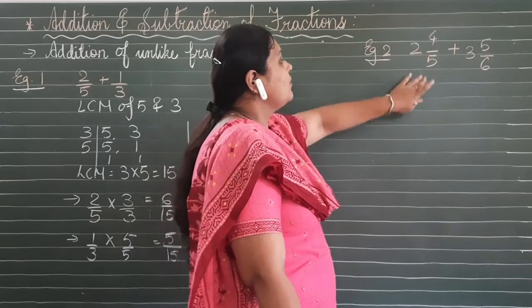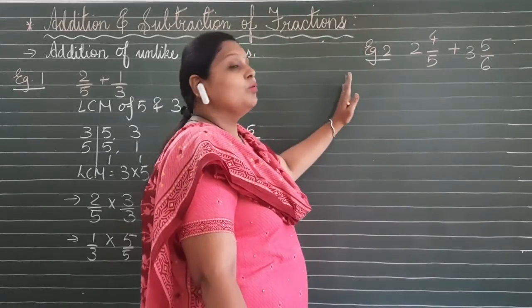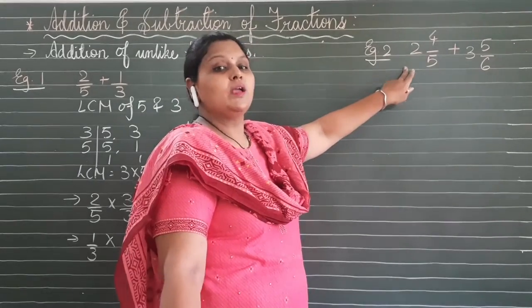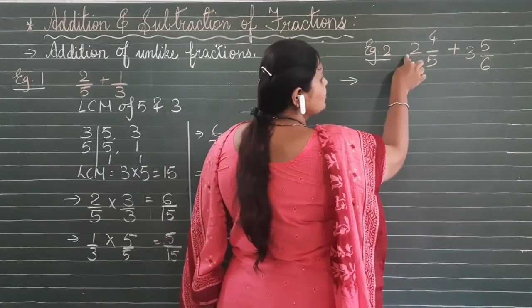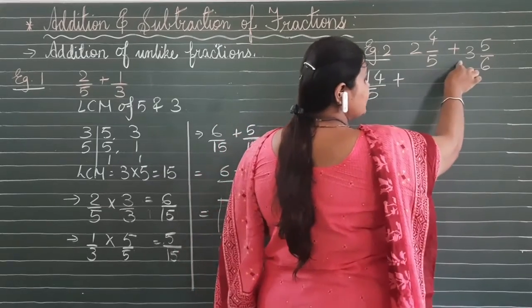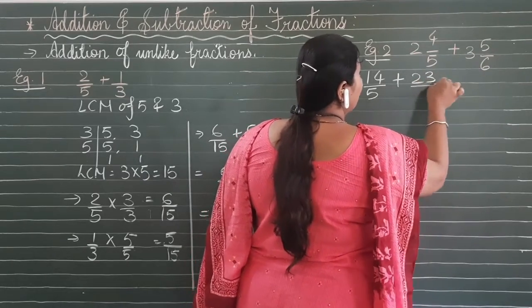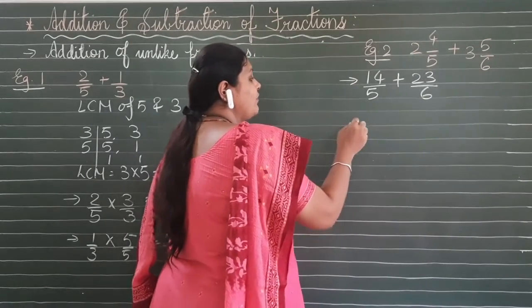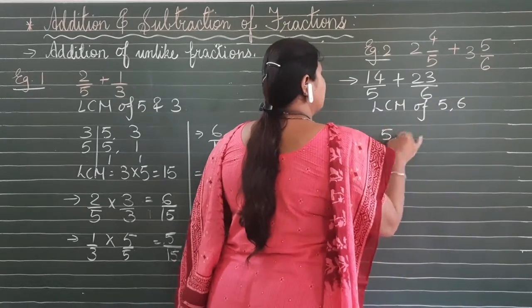Here 2 integer 4 upon 5 plus 3 integer 5 upon 6. Here you are given 2 mixed fractions. So very first we will convert mixed fractions into improper, then we will proceed with the same. So 5 2s are 10 plus 4, 14 upon 5 plus 6 3s are 18, 18 plus 5, 23 upon 6. Now as we are having different denominators, we will find out LCM of 5 and 6.